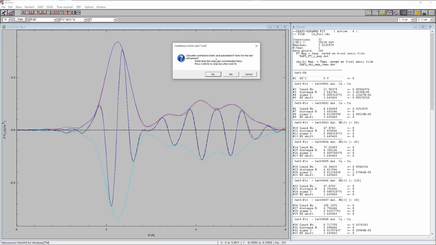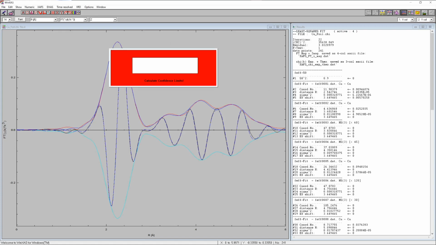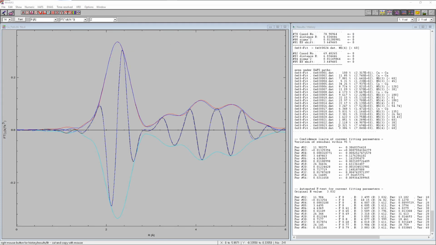So I'm going to calculate confidence limits and the automated F tests now, because this is going to take a while. I will pause the video and then come back once this calculation is done. So the calculation is done, and we obtain the confidence limits and the F-test parameters.